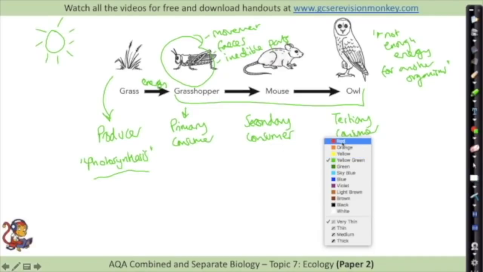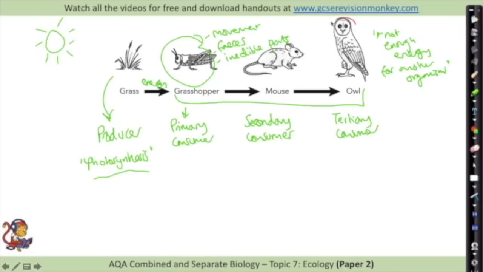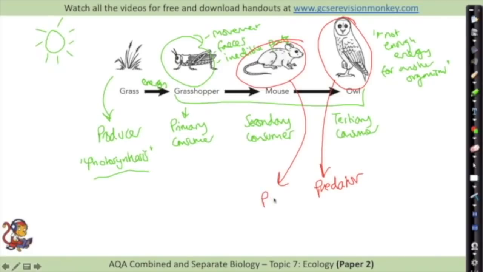A couple of extra keywords then. We would describe the owl as a predator, and we would describe, for example, the mouse as prey. Anything that's eaten is called prey, and anything that's doing the eating is called the predator. So in the same way, the grasshopper would be the prey for the mouse, and the mouse would be the predator of the grasshopper.